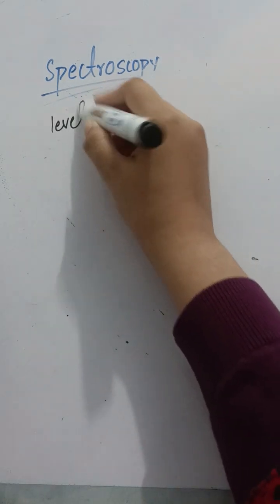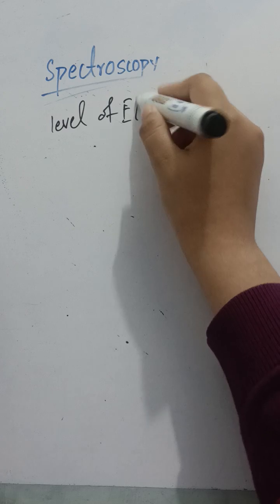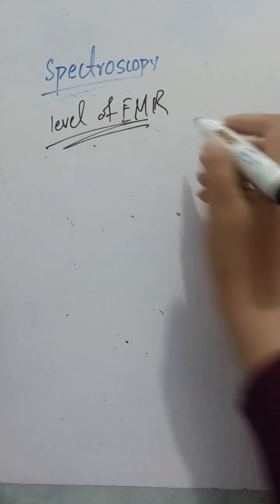Now in the EMR, we have some levels. First, we have seen the spectrum of electromagnetic rays. Now it has three levels. The first level is the electronic energy level.